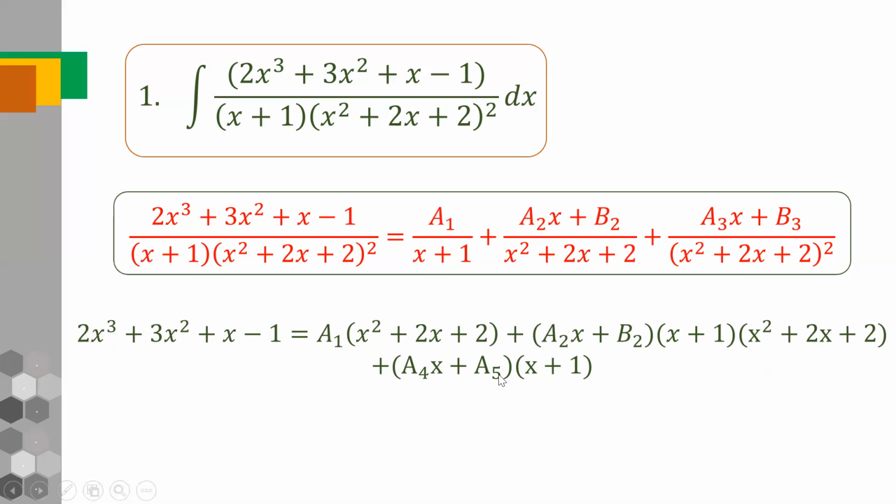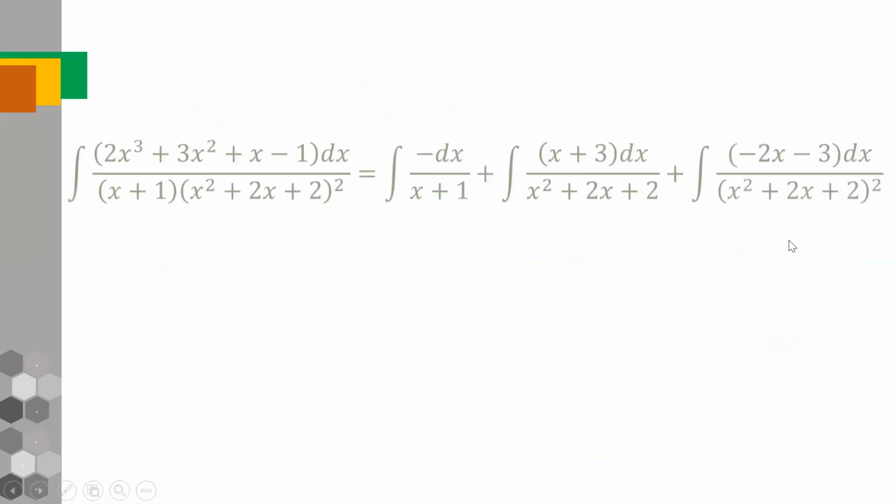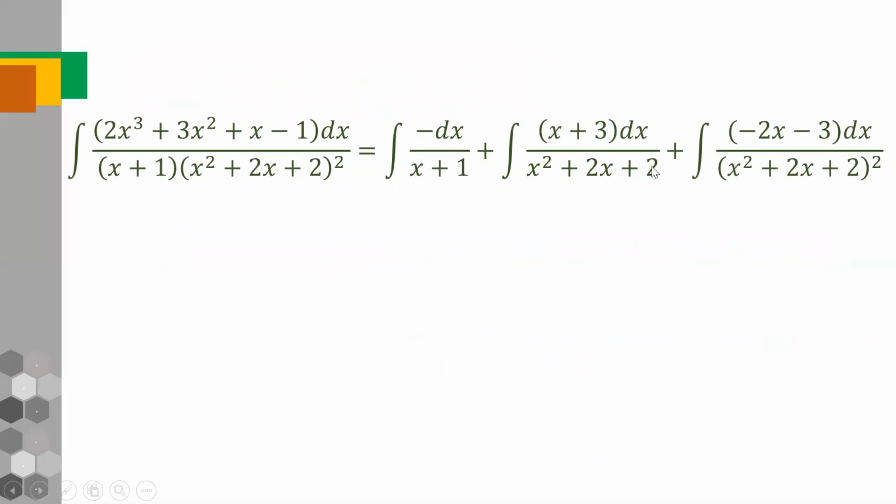So I'm going to give you the values directly. For a1, you have -1, a2 is 1, b2 is 3, a3 is -2, b3 is -3. We substitute these values in our components, so the given integral is just equal to this form. You have the integral of -dx over x plus 1 plus the integral of x plus 3 dx over x squared plus 2x plus 2 plus the integral of -2x minus 3 dx over x squared plus 2x plus 2 quantity square.